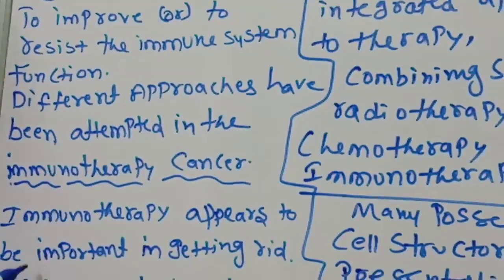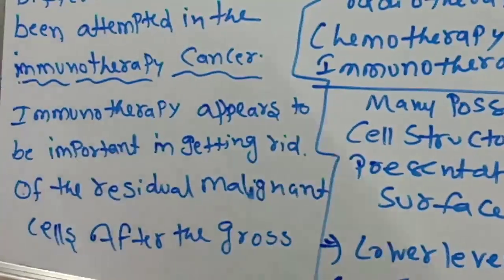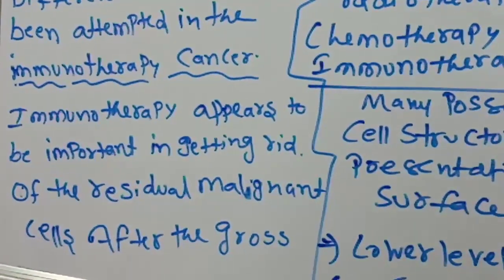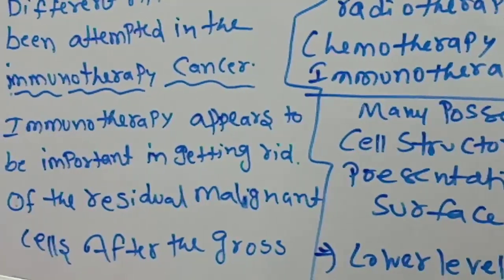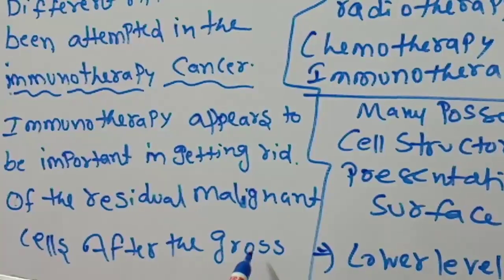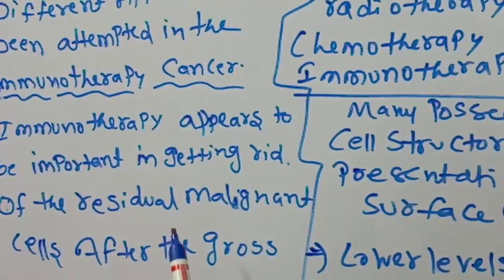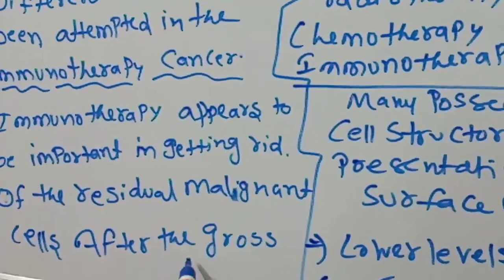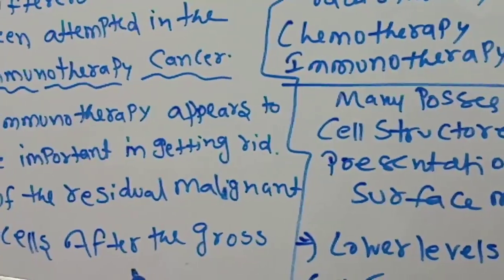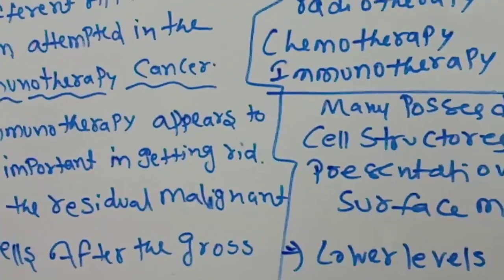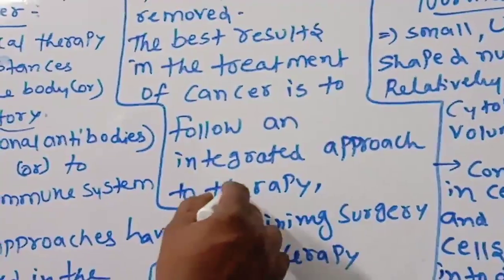Immunotherapy appears to be important in getting rid of the residual malignant cells after the gross tumors have been removed. Malignant tumors spread from one place to another, so this is very important. The best results in the treatment of cancer come from following an integrated approach to therapy.